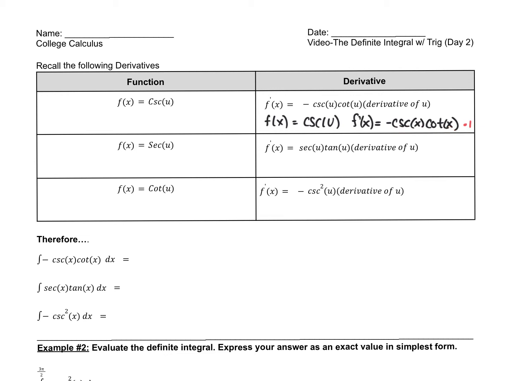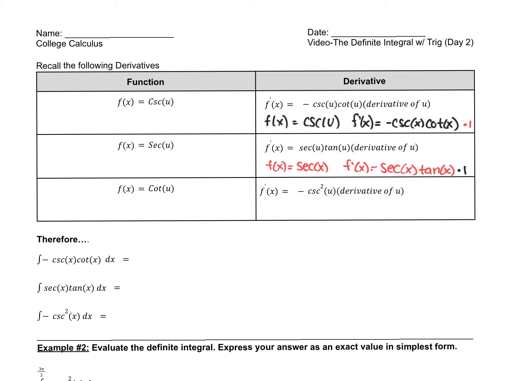All right, now let's talk about secant. So the derivative of secant is secant tan. So again, same thing goes. If I have f of x, which is secant of, say, x, then the derivative, f prime of x, is simply secant of x tangent of x. Again, times the derivative of the inside, which is 1.